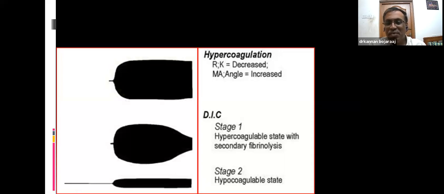So in this way, we are able to diagnose DIC and all the clotting problems in a global assessment of the clotting system. With this, we can diagnose earlier and we can treat the patient immediately. We can restore the problem.